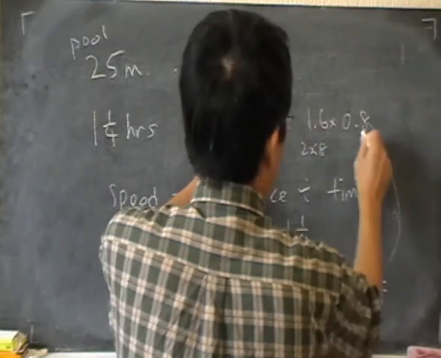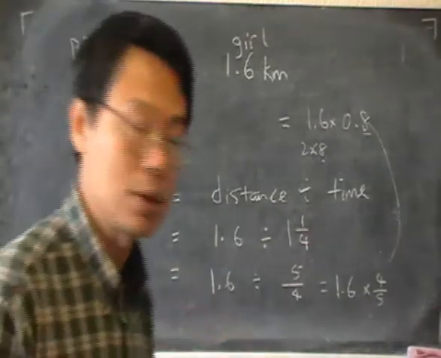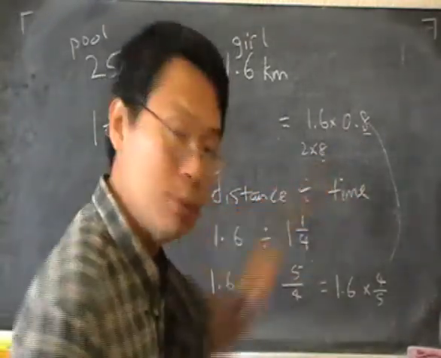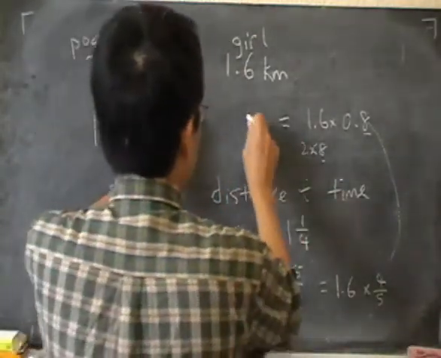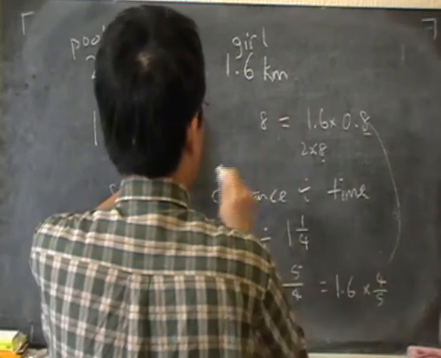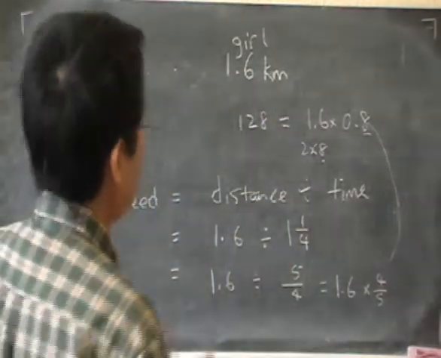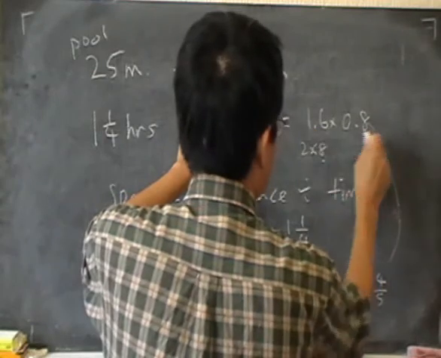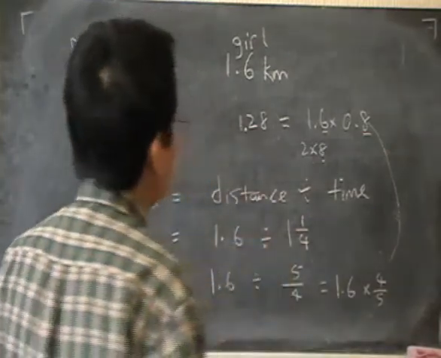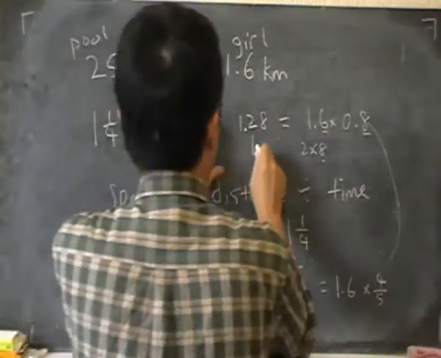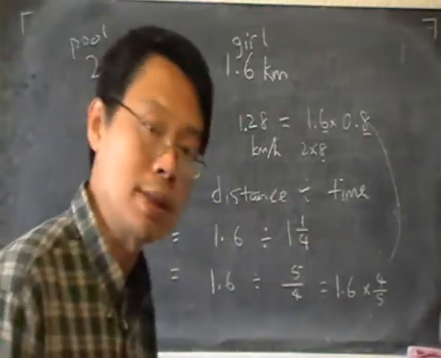Alright, and I know that 8 times 8 is 64, because that's from the times table. Then if I take 64 times 2, the 4 times 2 is 8, and the 6 times 2 is 12, so that's 128. Now I look at the decimal points. I have 1 and 2 decimal places, so I go 1, 2, and I put a dot there. So the answer is 1.28 kilometers per hour. Right, so that's the answer for this question.